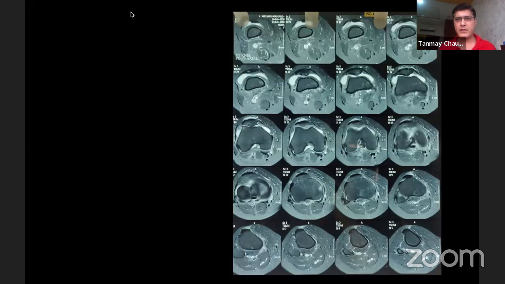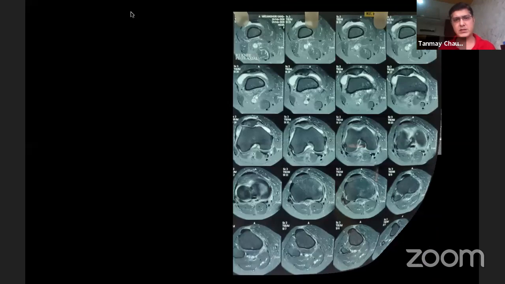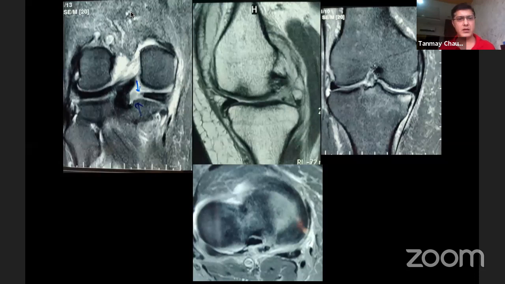There is a bit of patellofemoral change in the axial views. There we can see a posterior meniscus root tear. So this is a specific root tear, which we can see here. Then this is the exact ghost sign that we see. Then there is a meniscal extrusion, as you can see here.